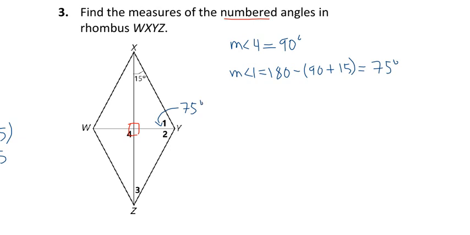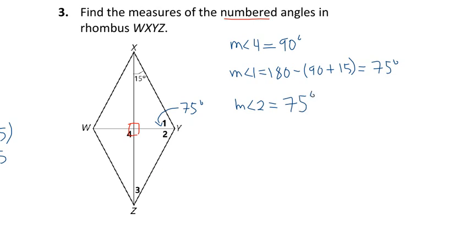Then I could find the measure of angle 2, because we know that in a rhombus, which is a parallelogram, the angles are bisected by the diagonals. So that means if this half is 75, this other should be also 75, because these are halves of the angle XYZ. So it's simply 75 degrees.